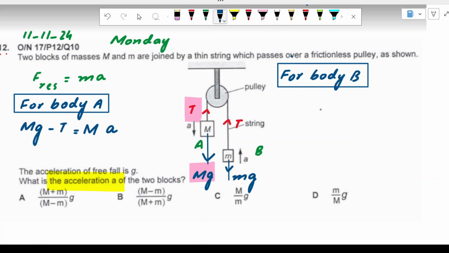Let's move on to the right side, which is the object B. That is also accelerating, so I have to start from F resultant equals ma. But then, what is the resultant force on the right side? Is it T minus mg or mg minus T? Well, it depends on the direction of the acceleration. Since acceleration is upward, it means the upward force is greater, so it should be T minus mg. And that equals ma, because the mass on the right side is small m. So we write it as it is.